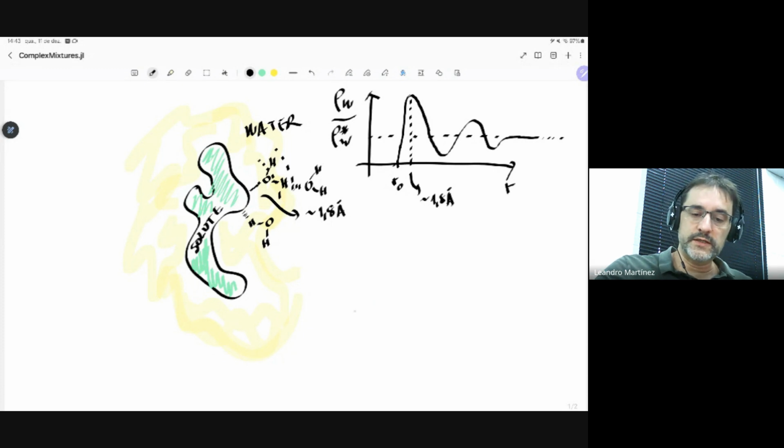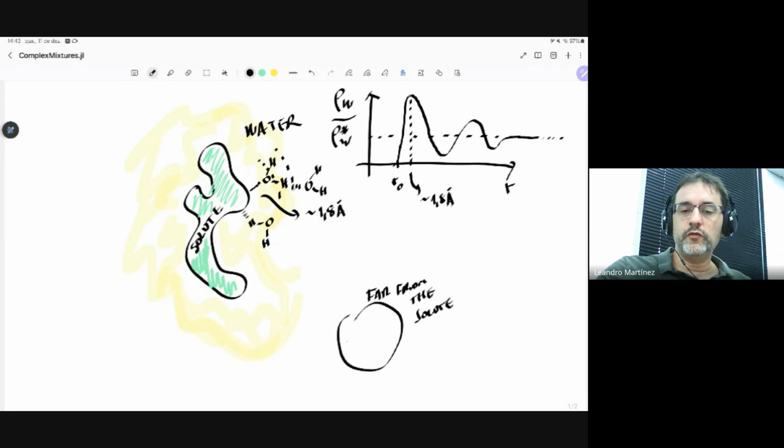So, for instance, here, far from the solute, the density of water is identical to the density of water that would be there if there was no protein in the solution. So this ratio goes to 1.